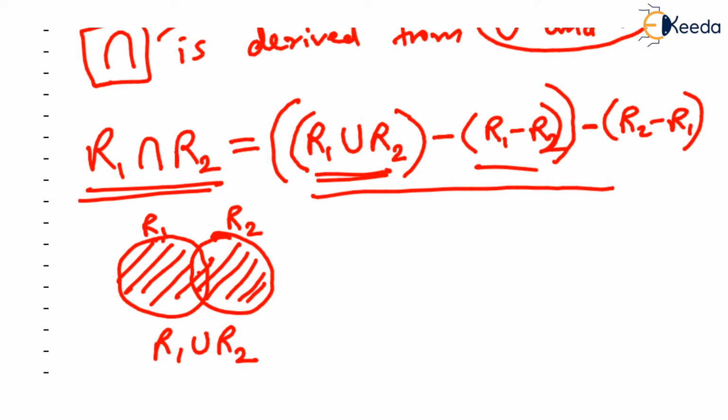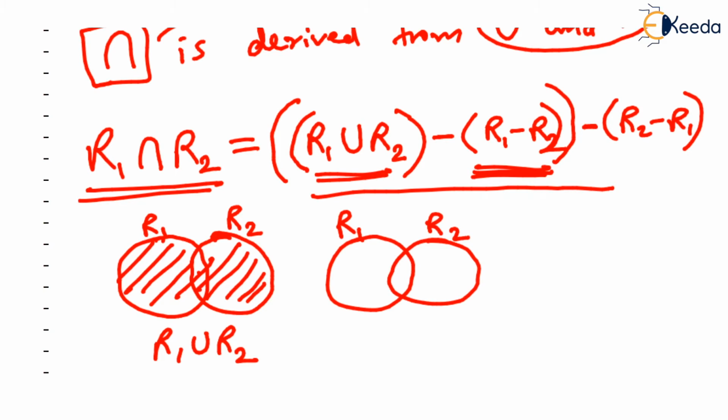Let's check the other thing. R1 minus R2. So let's see, this is R1 and R2. What is R1 minus R2? Whatever is there in R1 but not there in R2. So you can see that this portion is R1 minus R2. I hope you are understanding, because these are the elements which are there in R1 but not in R2. This region will not be selected because it is there in both R1 and R2, and this region also won't be selected because it is there in R2 only. So this is R1 minus R2.